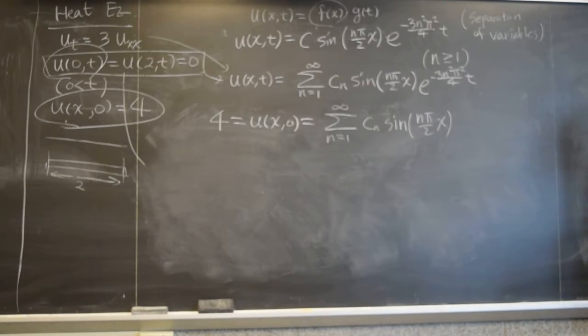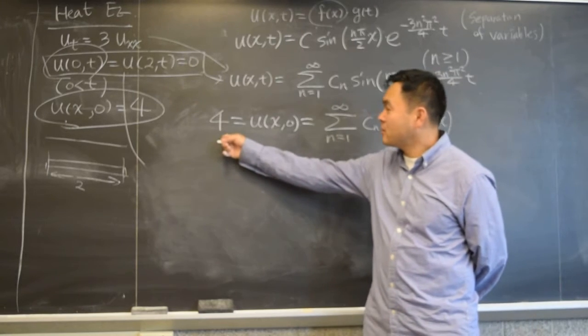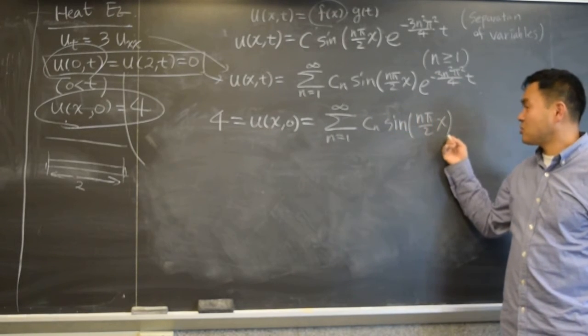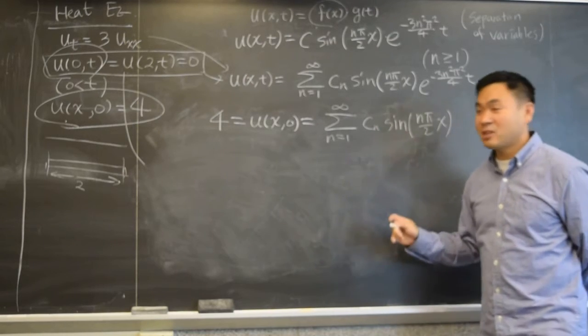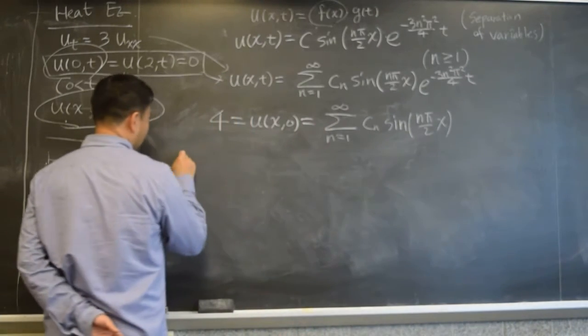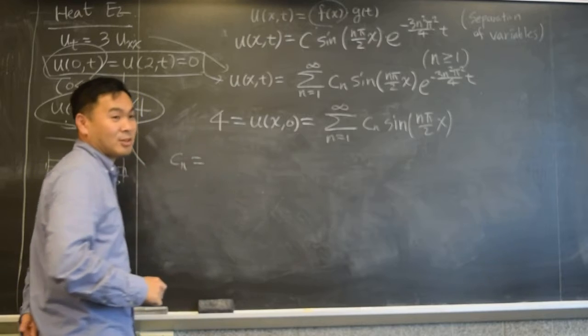Okay, what are we looking at here? We're trying to express 4 as a summation of sines with some coefficients. Is there a way to get the Cn's? How do you get Cn? Can somebody tell me?